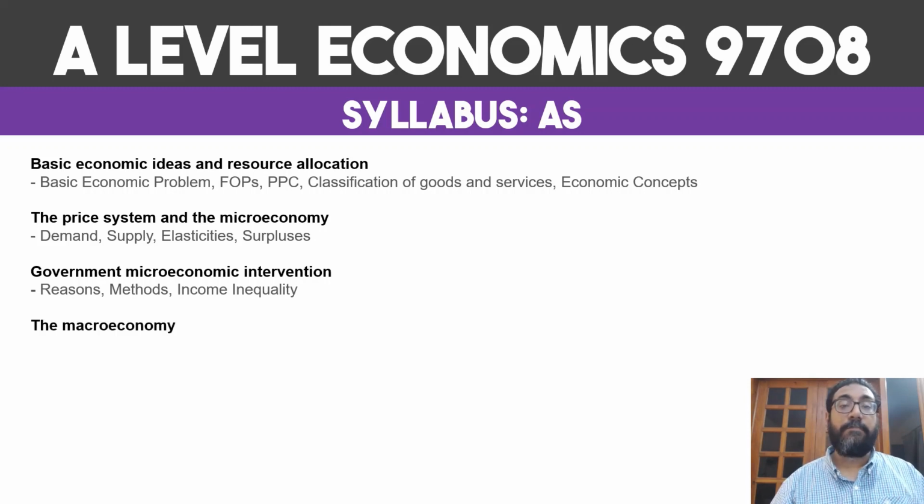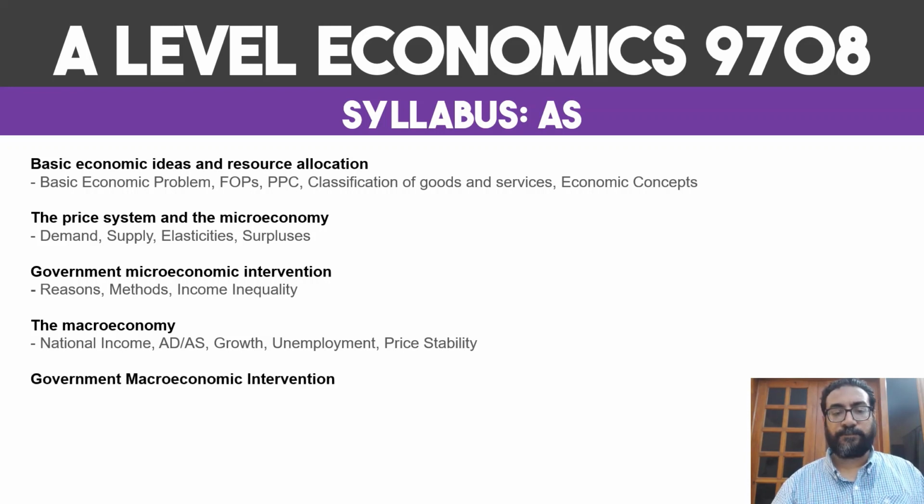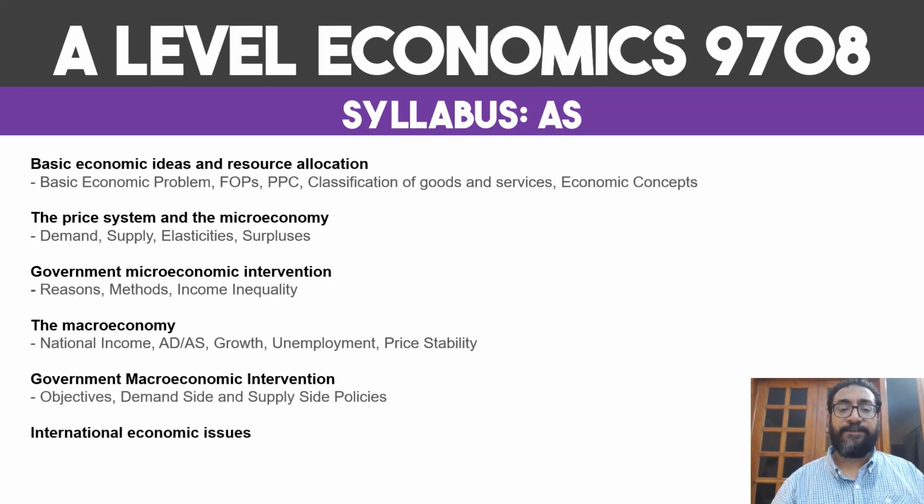Then you come to the macroeconomy. The macroeconomy is talking about the economy as a whole, and what the objectives of the government are: the national income, the aggregate demand, aggregate supply model, growth, unemployment, price stability, which is also known as inflation. Government macroeconomic intervention: how the government sets its objectives and implements policies to achieve them.